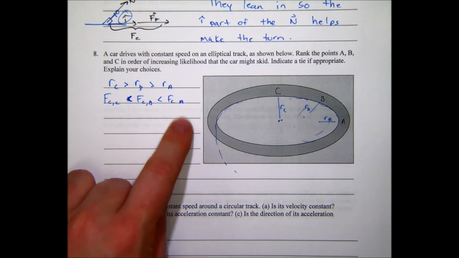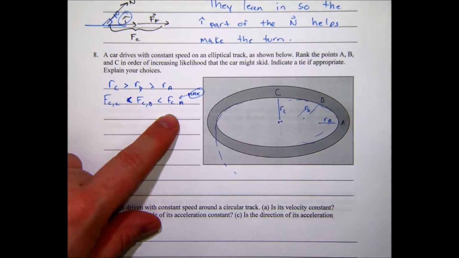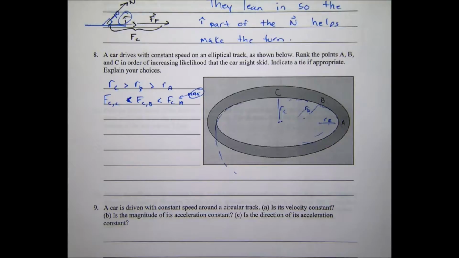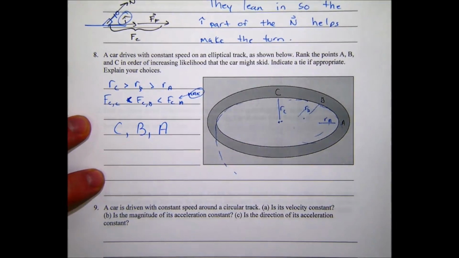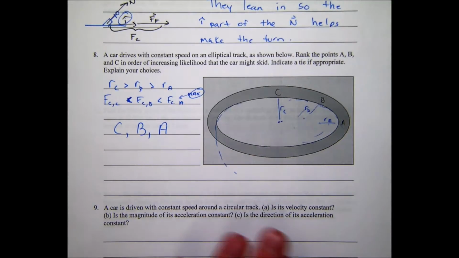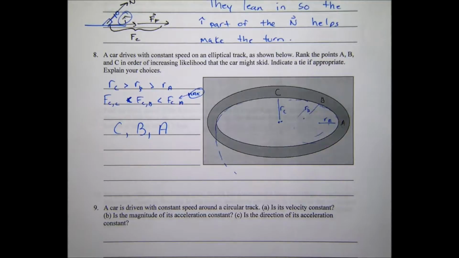So the maximum centripetal force in this scenario is going to take place at point A, meaning that you need the most effort to make the turn. So you are most likely to slip at A and least likely to slip at C. So the order is C, B, and A. When you look at an ellipse, realize that the radius is different at those 3 points, and that would be the key to that particular question.